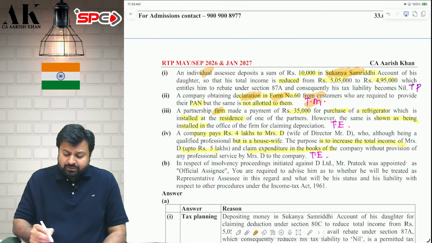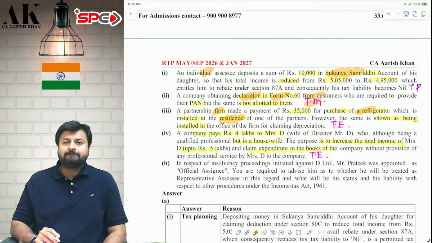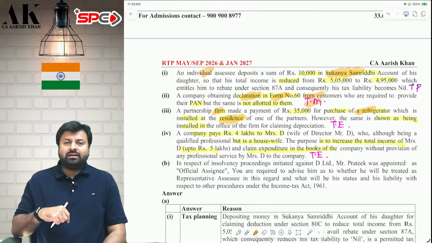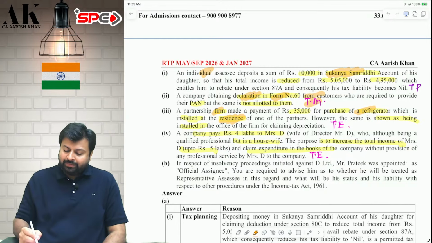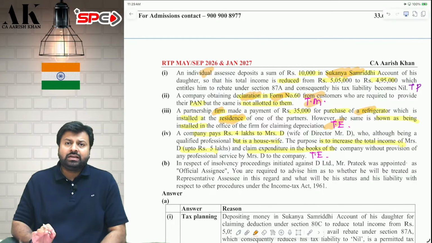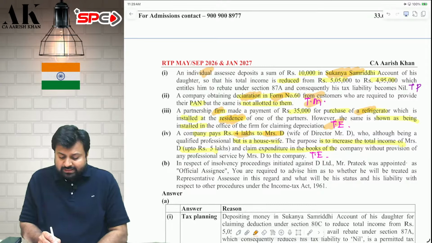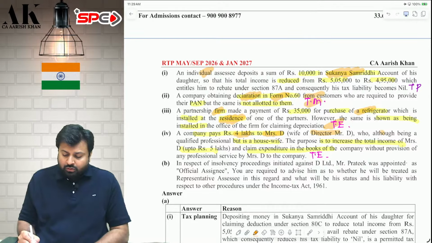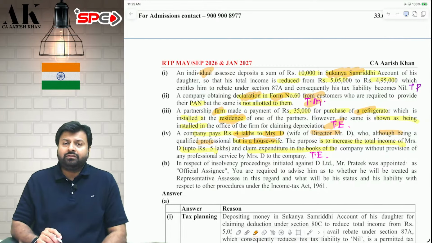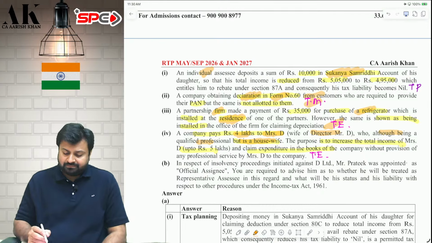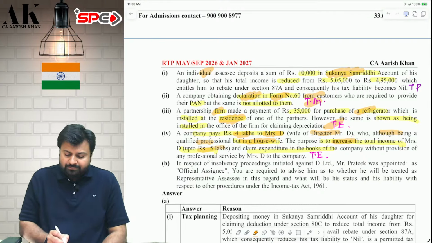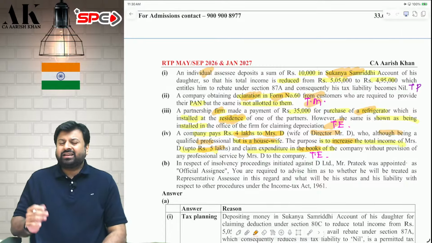Third one, a partnership firm is purchasing a refrigerator and installing that refrigerator at partner's home. You are purchasing a refrigerator and you are installing at partner's home and you are claiming depreciation on that. It is a tax evasion. Clear case of tax evasion. And the fourth and the last point, a company pays 4 lakh to Mrs. D, wife of director, who although being a qualified professional but is a housewife. You are giving money to wife of director, who is a housewife. The purpose is to increase the total income. It's a clear case of tax evasion.